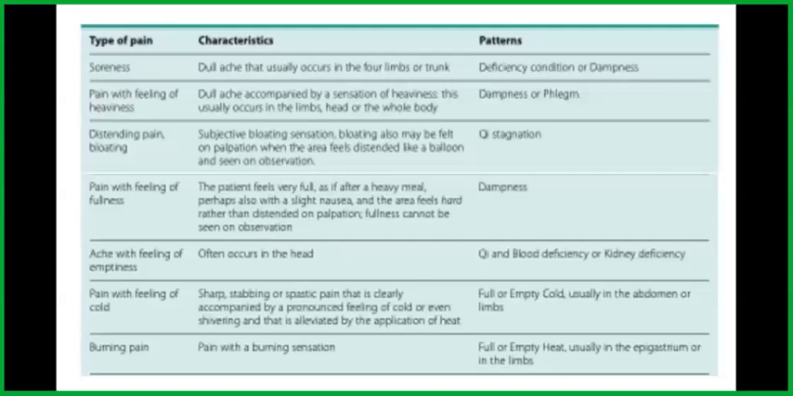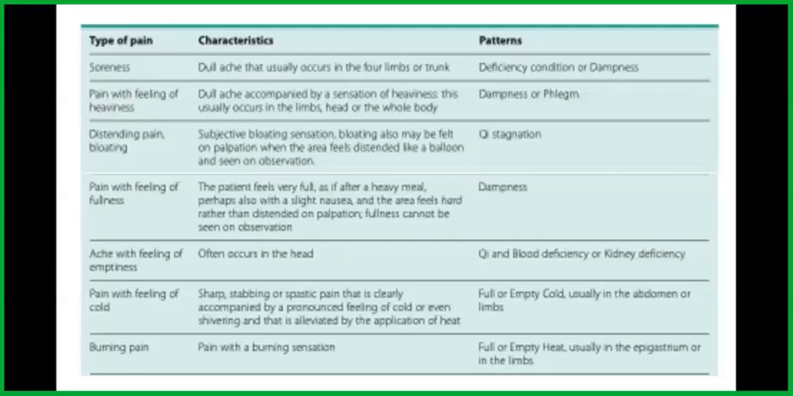So if the pain is soreness, that's a dull ache that usually occurs in the forelimbs or trunk. That is a pattern of deficiency condition or dampness. When the pain is with feeling of heaviness, it will be a dull ache accompanied by a sensation of heaviness. This usually occurs in the limbs, head, or the whole body, and that is a pattern of dampness or phlegm.